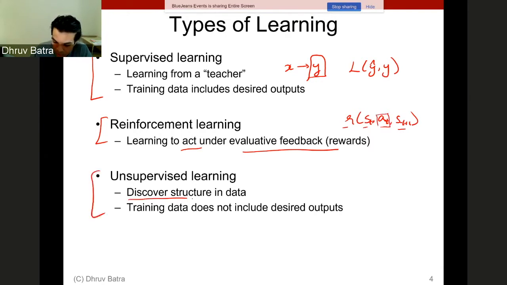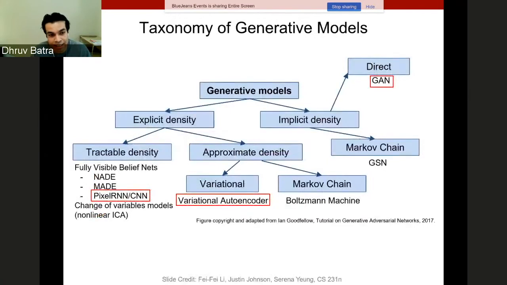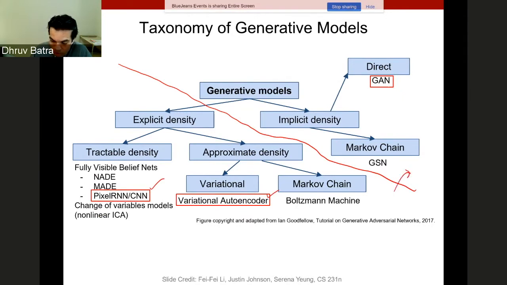Unsupervised learning is about discovering structure in the data. The training data does not include any sort of desired outputs at all. And we've been looking at density estimation as our primary object, and generative models in particular. And we already sort of introduced this taxonomy that there are implicit density models and explicit density models. We've looked at pixel RNN, CNNs. We've looked at variational autoencoders in a couple of lectures. And today we'll be crossing over this boundary on the other side to look at a family of implicit density models called GANs, or generative adversarial networks.